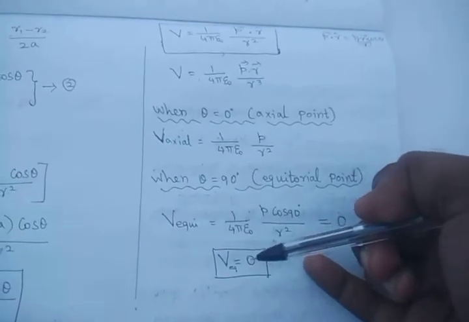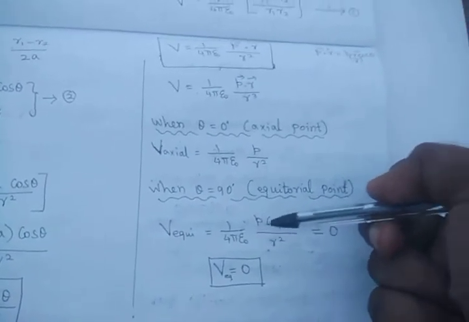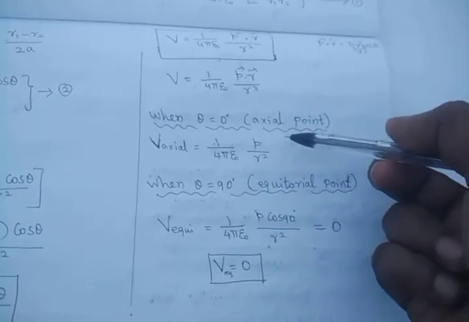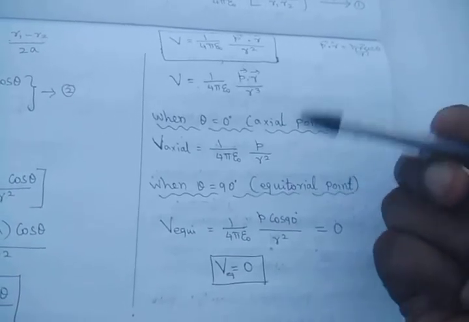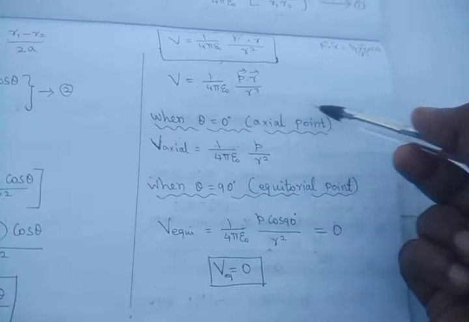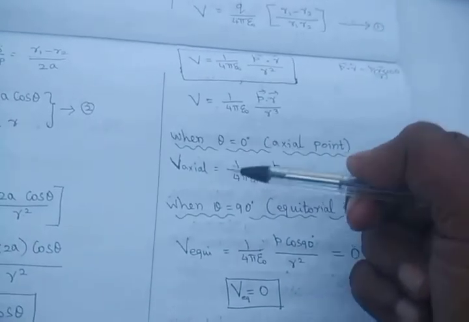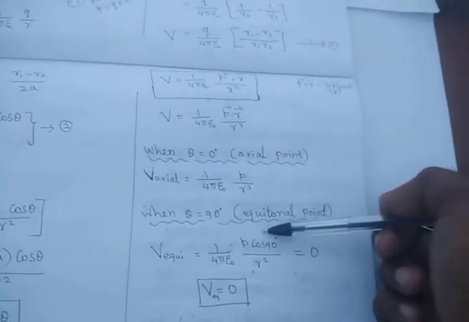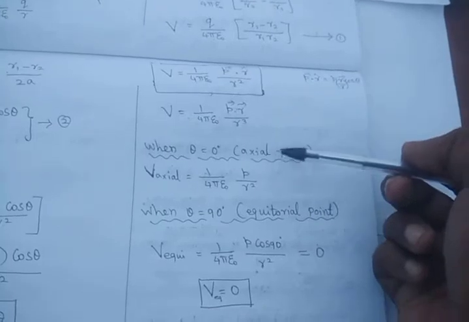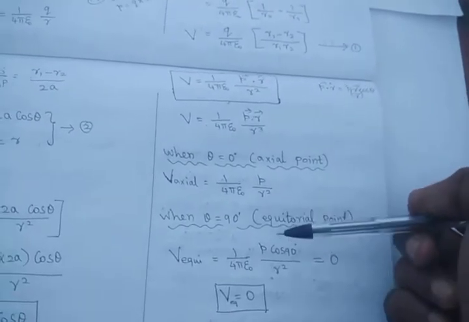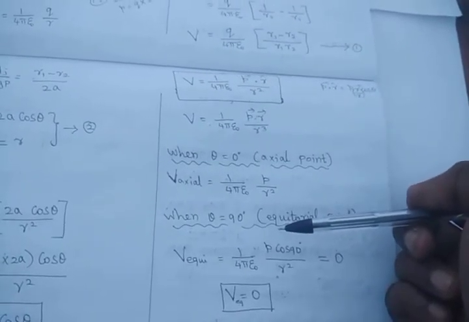So similar to the electric field for the electric dipole, we have the axial point and equatorial point. In the previous unit we had separate derivations for axial point and equatorial point. So this is a simple derivation with a single question. With one question itself we are able to derive the expression for the axial point as well as the equatorial point.